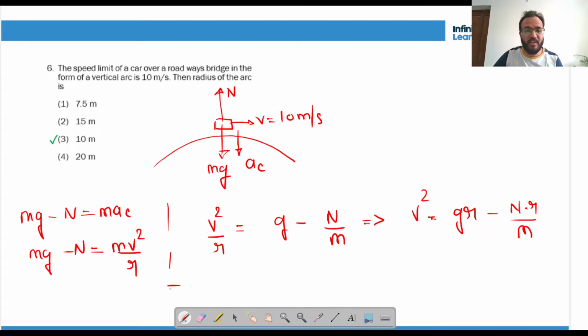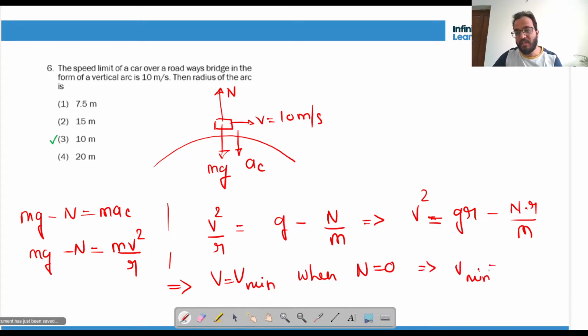Now if you want to minimize the value of v, then we cannot change g and r, but we can change normal. So v will be minimum when the body is about to lose contact. So minimum velocity is root gr.